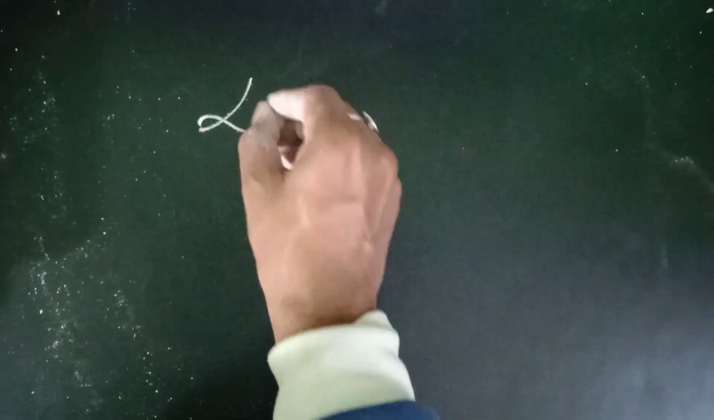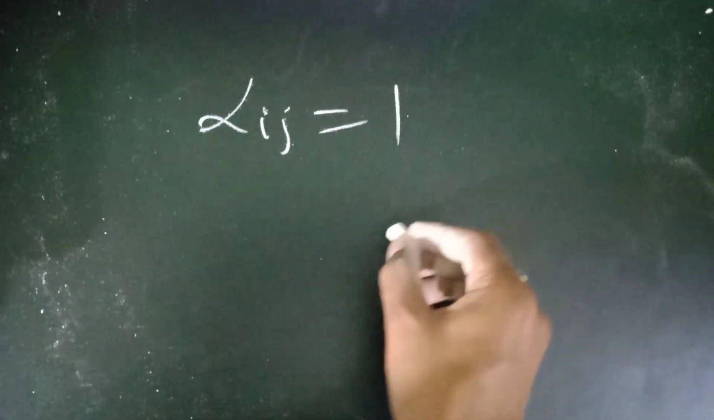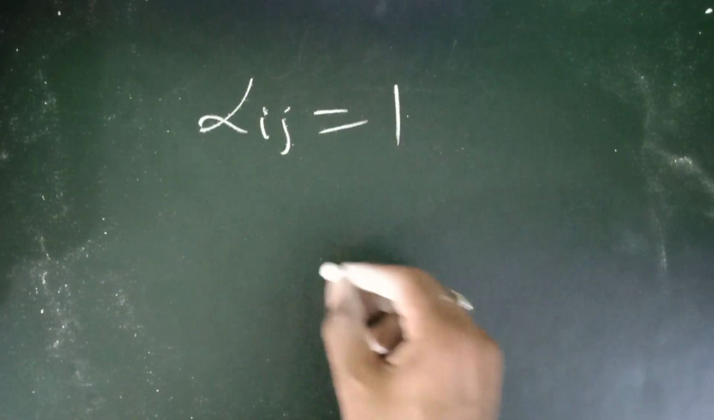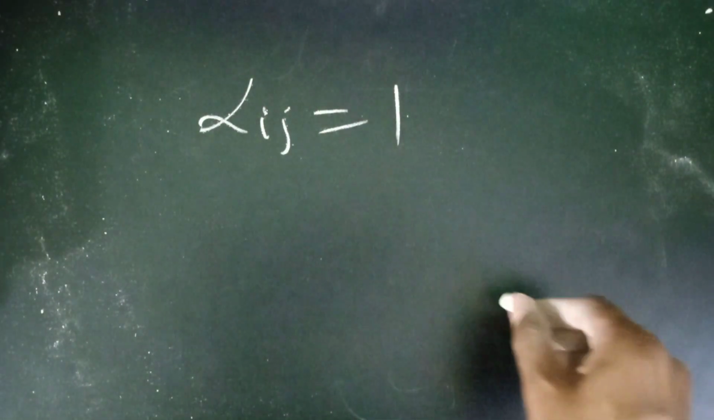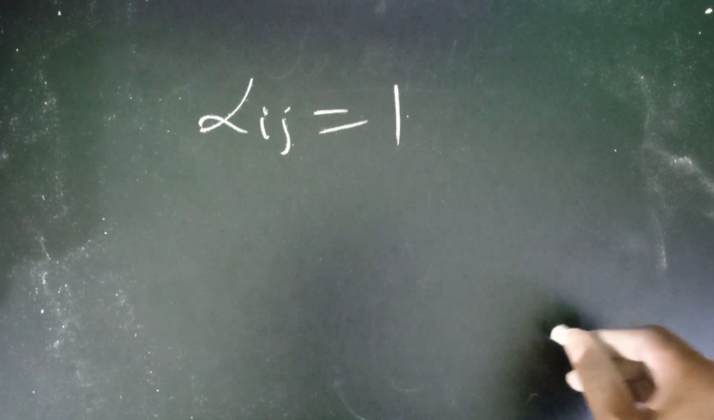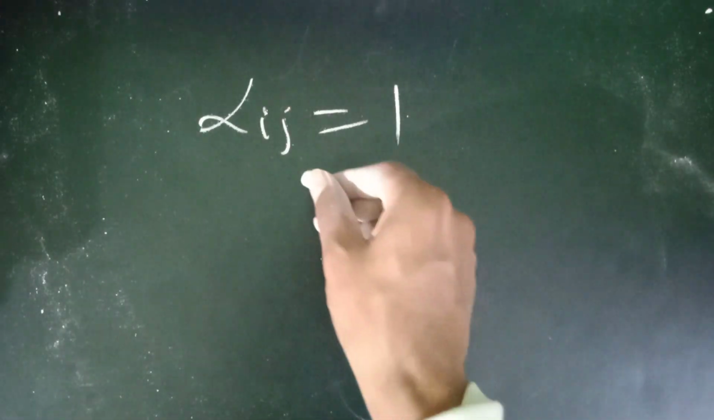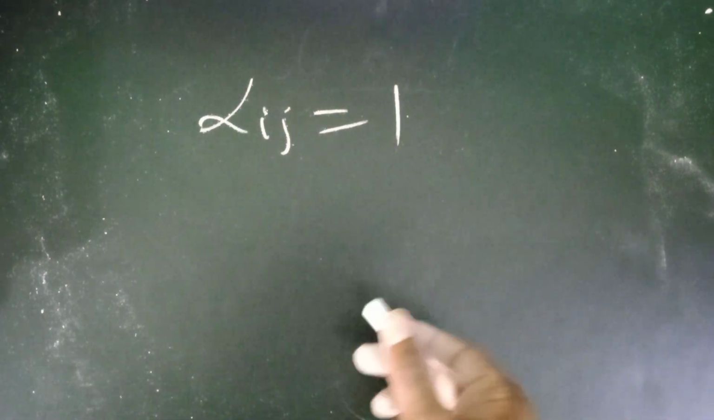If alpha ij is 1, that means the amount of I in the feed is similar to the amount of I in the product compared to J, because both are in the same quantity. That means no separation has occurred.